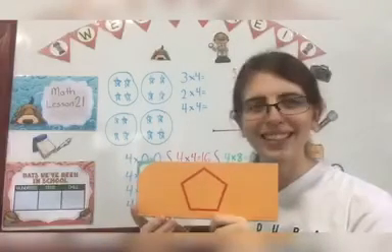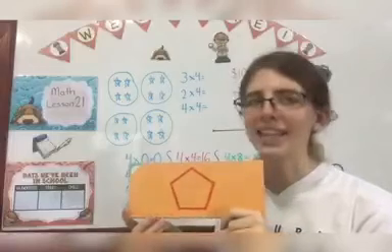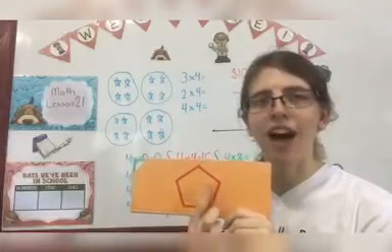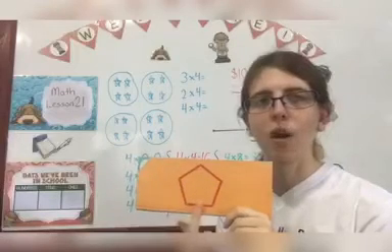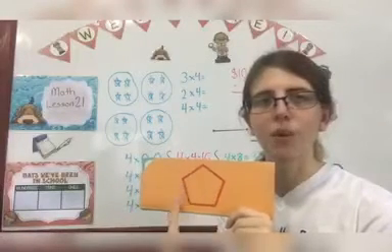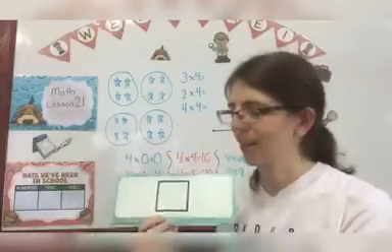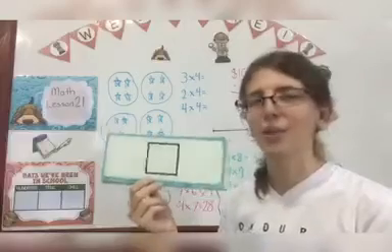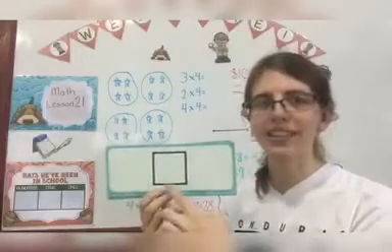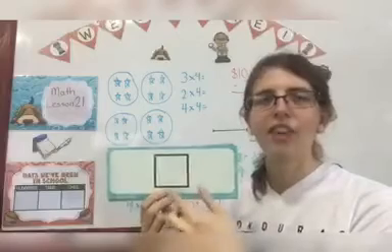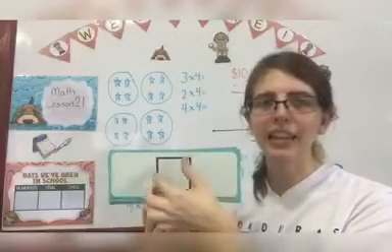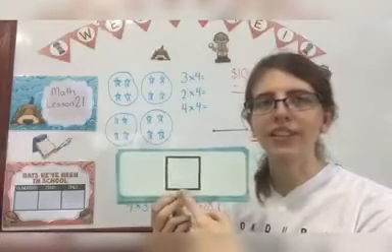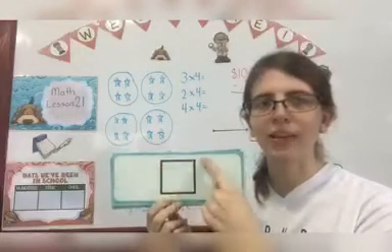This shape is a pentagon. Pentagon. What makes it a pentagon is that it has 5 sides. 1, 2, 3, 4, 5. This shape is a square. A square. And a square is special because it has 4 sides that are all the same length as one another, and they all have right angles. All the sides meet at a right angle.